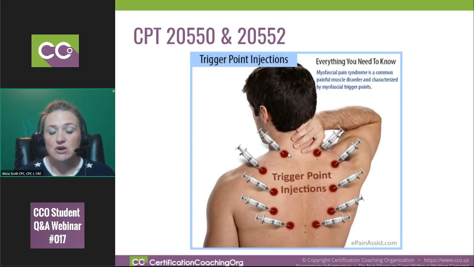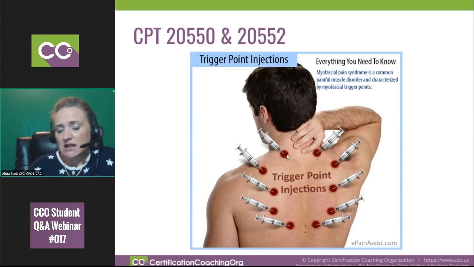Well, we know because of the code that we looked at that it said for 20552 single, or I believe it said multiple trigger points in 1 or 2 muscles. Okay, so this has laterality to it. So if you had one bilaterally here, one here and here on each side of, that's not the deltoid, I don't think.